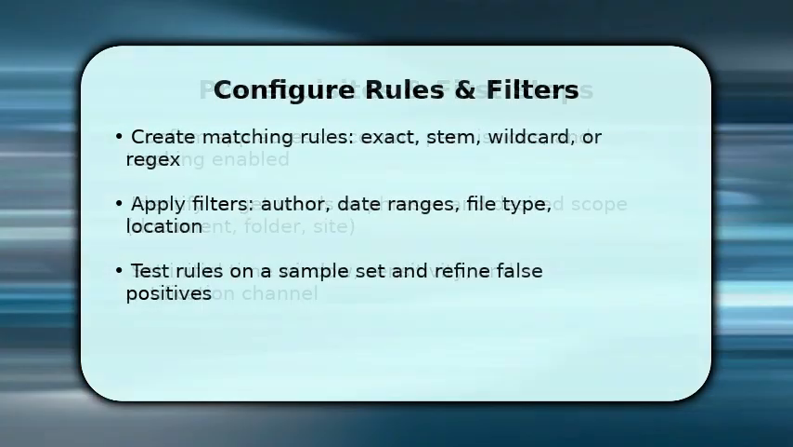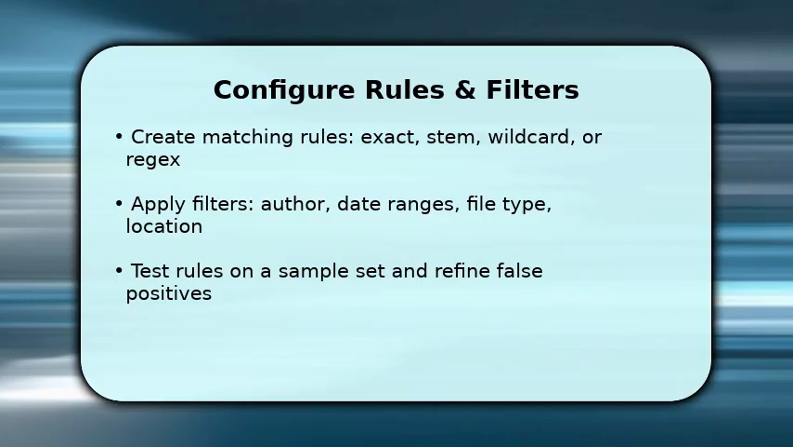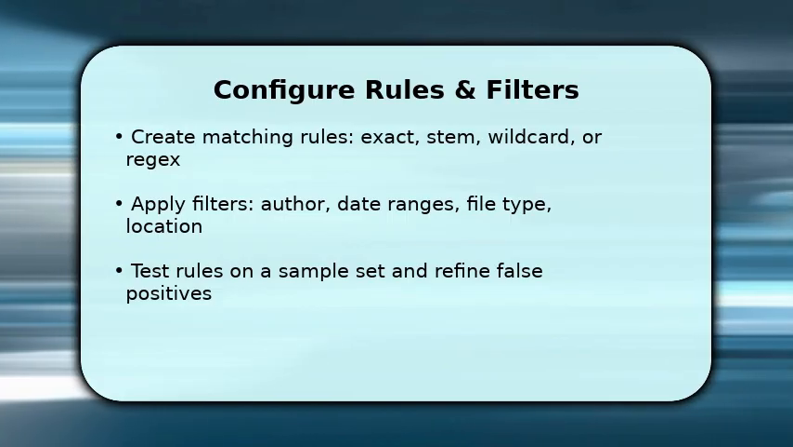Now you configure the meat of the system, matching rules and filters. You'll decide between exact matches, stems, wildcards, or rejects. Use rejects only when you need complex patterns because it's powerful but error-prone. Then apply filters by author, date range, file type, or folder to exclude irrelevant content.